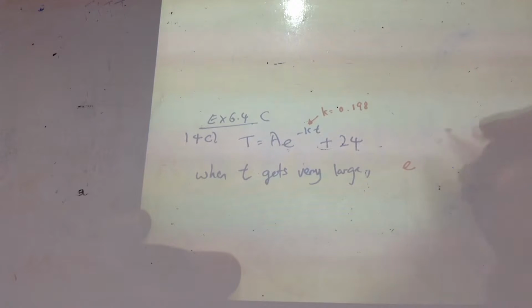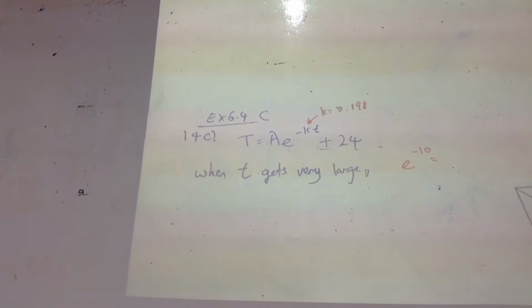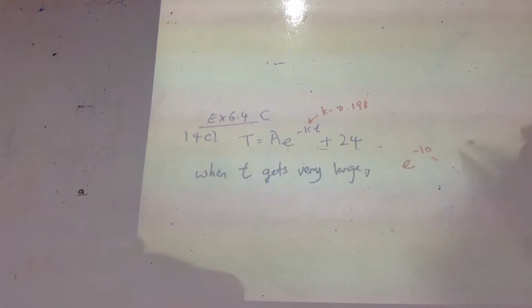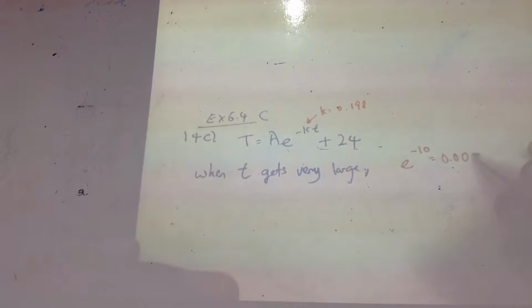But what happens when there's a negative here and t gets very large? Large means like 1,000, 100, 1 million. Let's say I have minus 10. Can you tell me the value? Press the calculator for me. Just tell me the value. E power negative 10. 0.0004. Oh, 0.004.